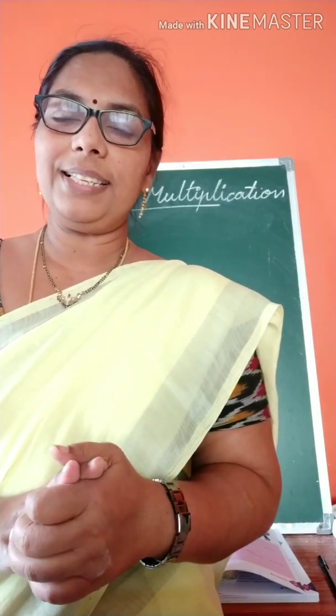Okay, children, now we can see what is lattice multiplication. What is meant by lattice? Lattice means it is a series of lines drawn crisscross. Now we can see how to draw the lines. By the name, we understood that lattice multiplication means drawing lines and doing multiplication. Okay, how to draw the lines?